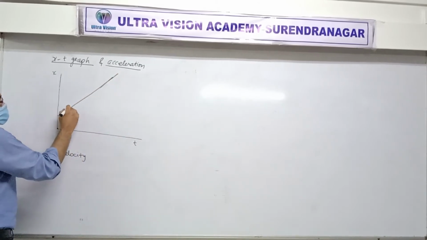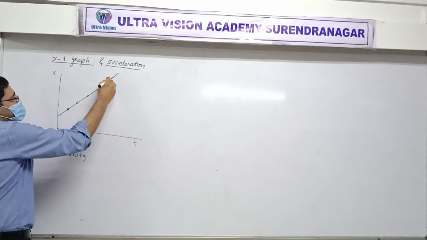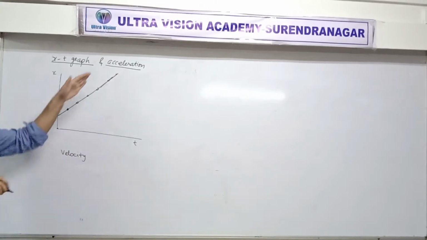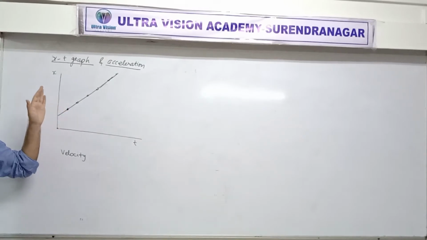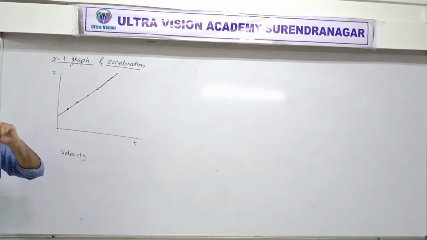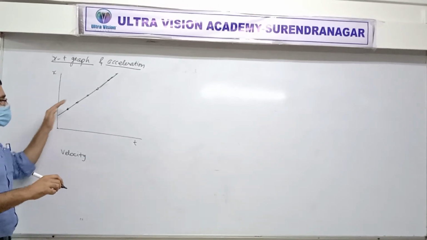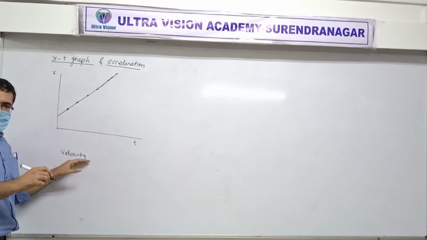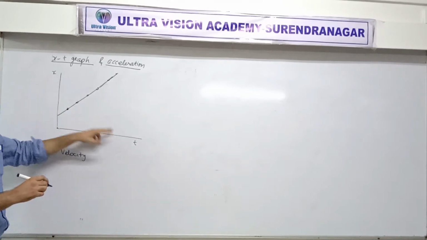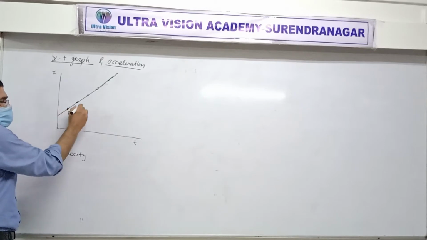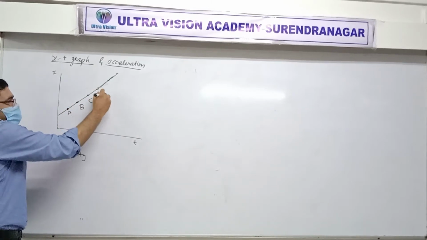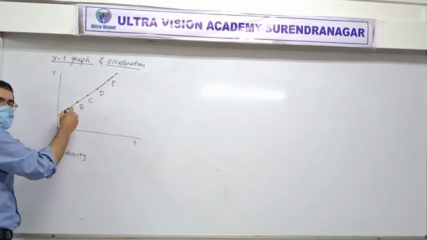Then the slope of the tangent at every point is the same. Yes or no? Yes. This whole line has the same slope. Same slope means same velocity, correct? Because the slope of the tangent of the x-t graph gives you velocity. So what's the velocity at A? Whatever it is, it is the same at B, same at C, same at D, same at E. Same at every point.